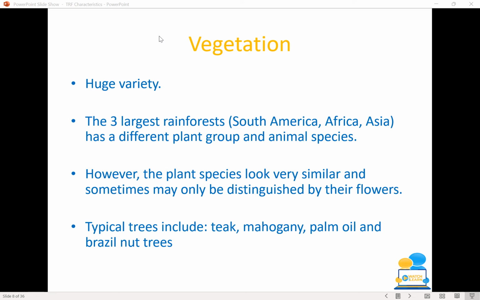There is even a campaign on for people to stop using products that have palm oil in them, because a huge amount of rainforest is being cleared to grow this palm oil. And then also, especially in South America, we have the Brazil nut trees as well. These are the types of trees that you're going to find within the rainforest, and it's important that we have knowledge of these different plants and trees that are found there.